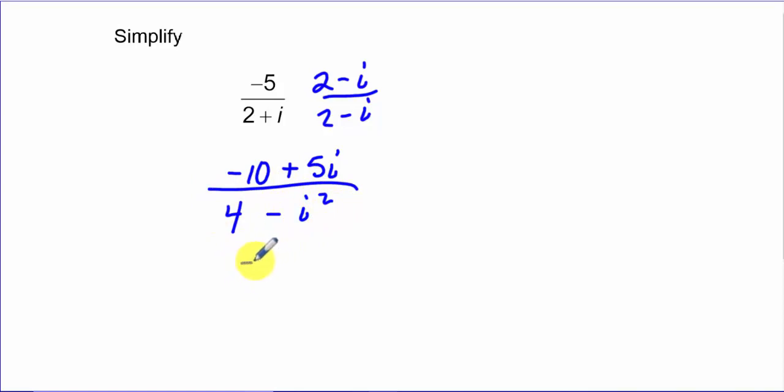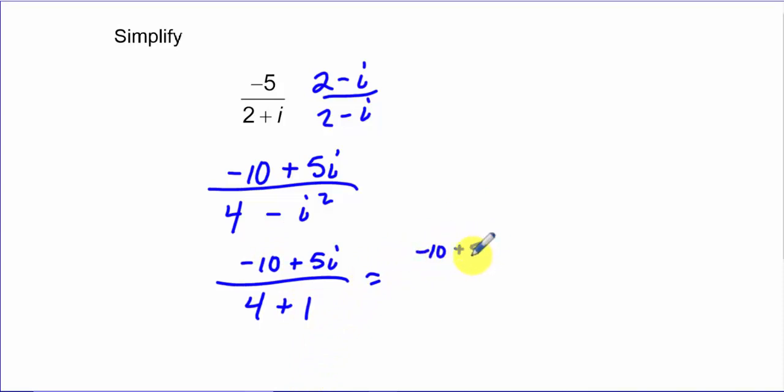So in this case, I've got negative 10 plus 5i over 4 plus, this is negative 1, and a negative is a positive 1. And then I have negative 10 plus 5i over 5.